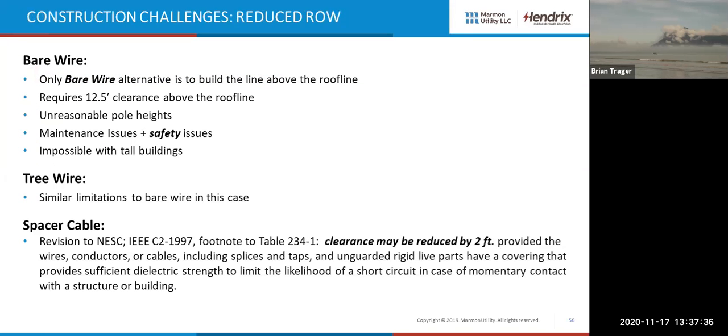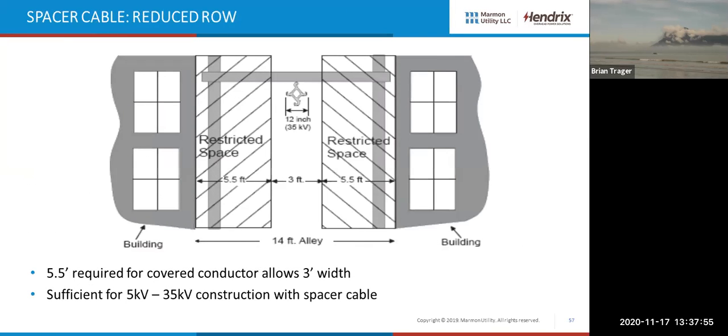With bare wire, we're talking about reduced right of way. Bare wire, I need 12.5 feet above the roof line. A tree wire, the same. Where with spacer cable, National Electric Safety Code said I can reduce my clearances by 2 feet. So let me just show you a quick picture without trying to read through National Electric Safety Code.